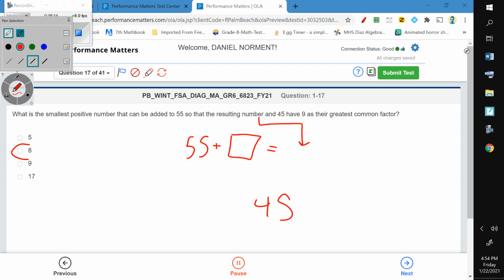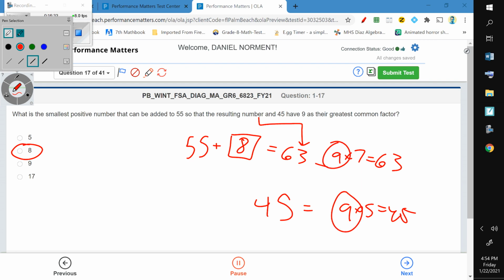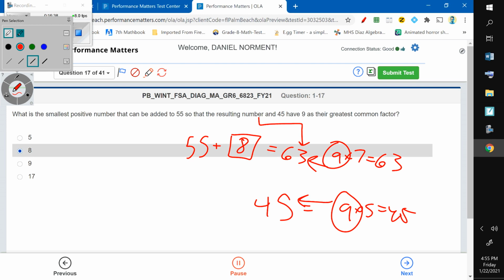So what about 8? If I add 8 to 55, I get 63. Is 9 a factor of 63? Yes. 9 times 7 is 63. 9 times 5 is 45. So 9 is the greatest common factor of these two numbers. So the answer is 8. Okay? I hope that made sense.